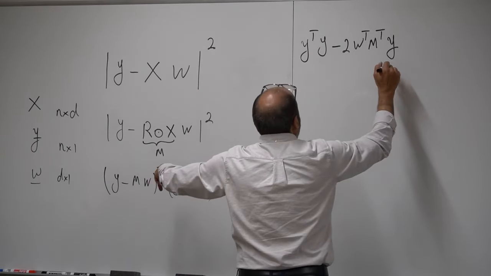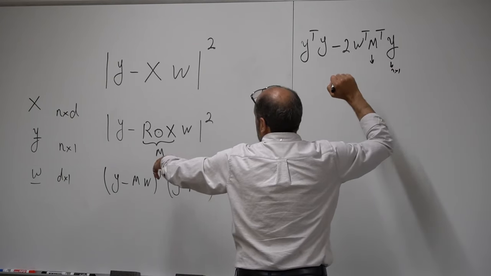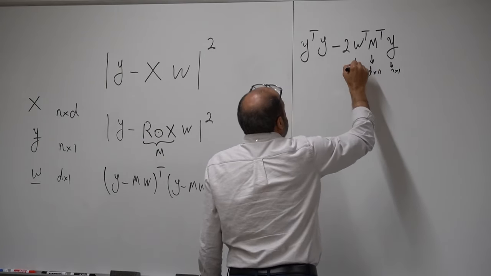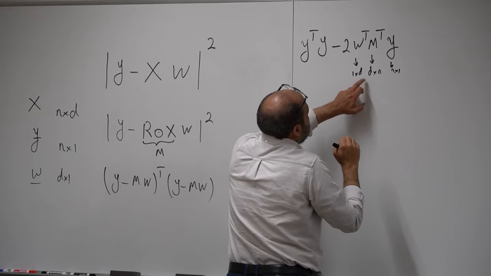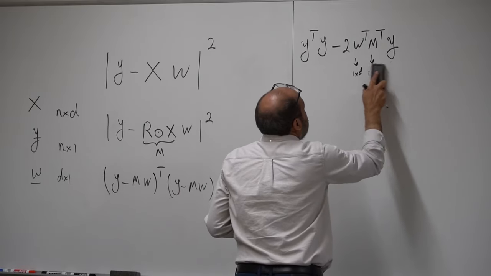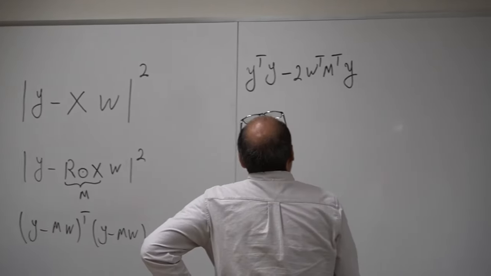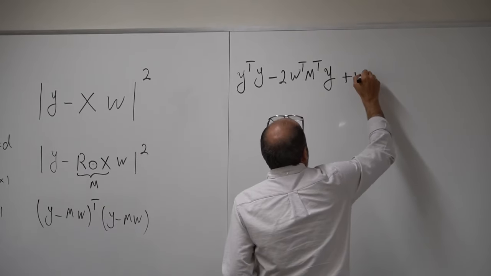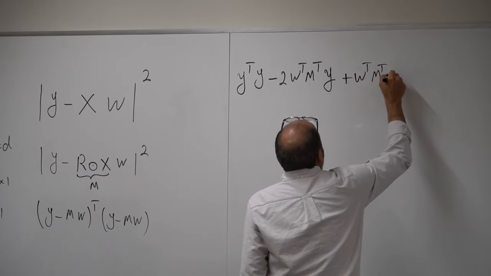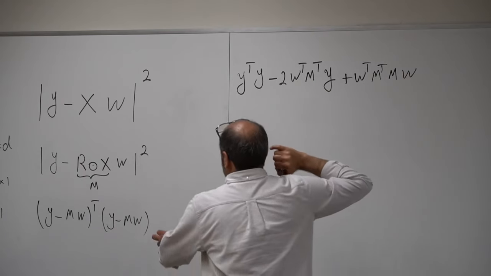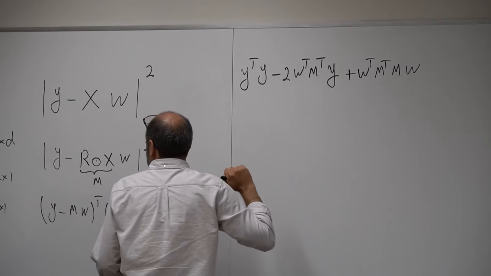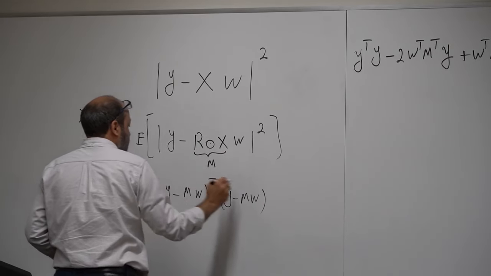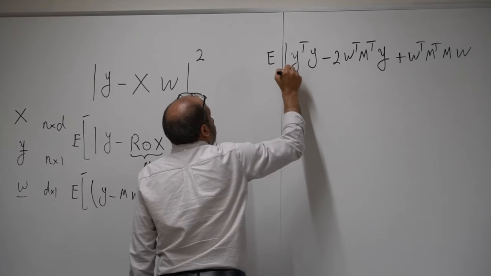You know, this y is N by 1, and M was R times X, which is N by D, so M transpose would be D by N, and this is 1 by D. You can see that it's a scalar: 1 by D, D by N, N by 1. So it's a scalar, so I can put 2 here. So it's going to be minus 2W transpose M transpose y, and then I have another term, which is W transpose M transpose M W. So this is the expansion of this. If I'm interested in the expectation of this, I have to look at the expectation of this with respect to R.